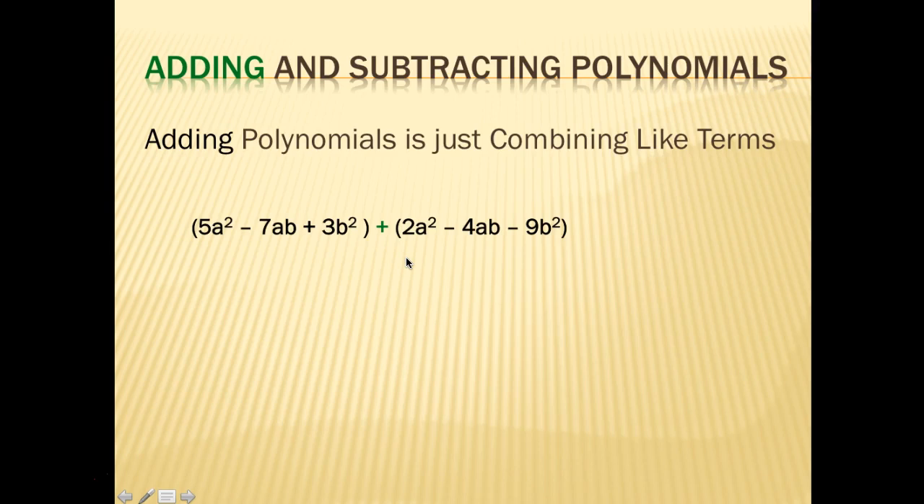The first thing I want to do is remove my parentheses because there's addition, so I don't need parentheses. Remove my parentheses and then combine my like terms. So combine my 5a squared and my 2a squared, and so on. I have a total of 7a squared, a total of negative 11ab, and a total of negative 6b squared.